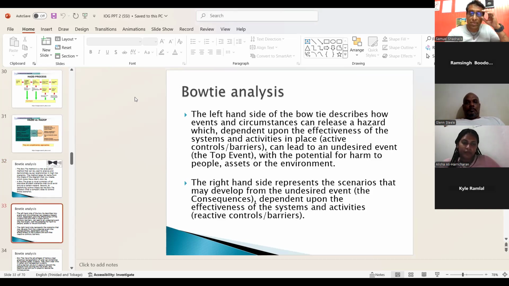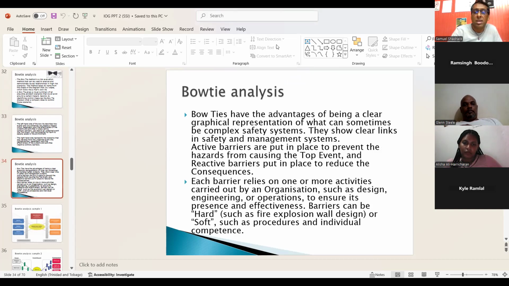Let me just read a couple more and explain. The left-hand side of the bow tie describes how events and circumstances can release a hazard, which, dependent upon the effectiveness of the systems and activities in place, called active control barriers, can lead to an undesired event called a top event, with the potential for harm to people, assets, or the environment. The right-hand side of the bow tie represents the scenarios that may develop from the undesired event, the consequences, dependent upon the effectiveness of the systems and activities, reactive control barriers.